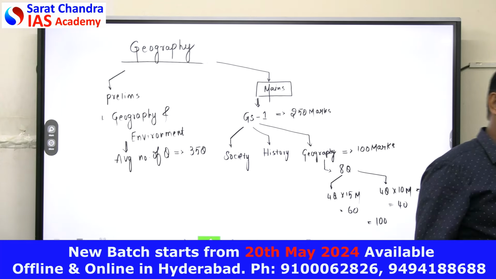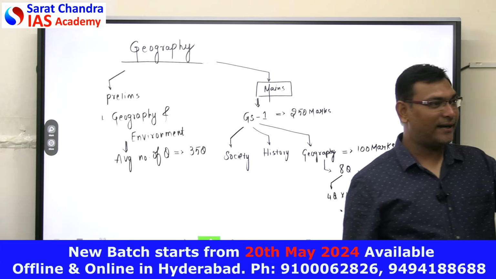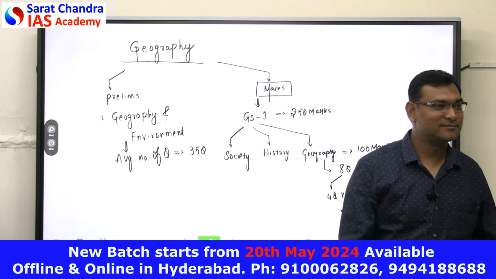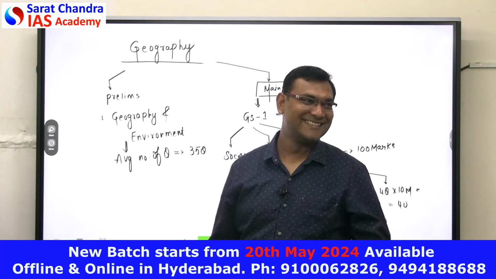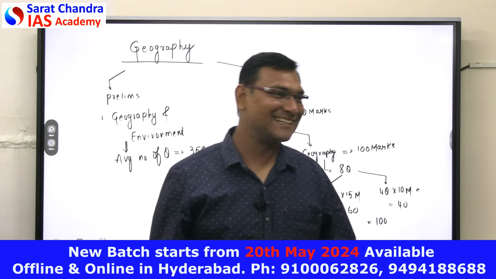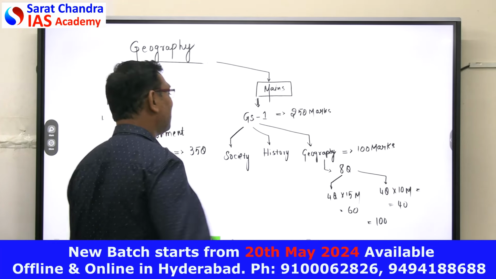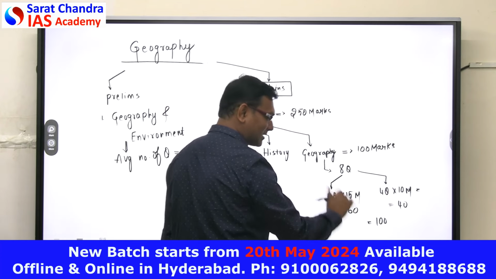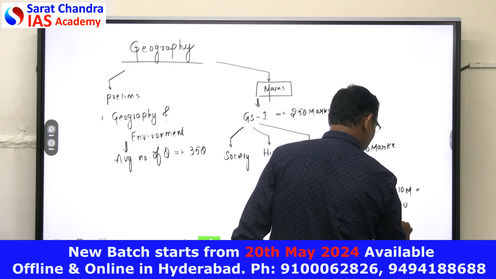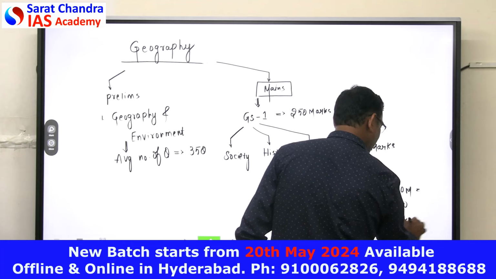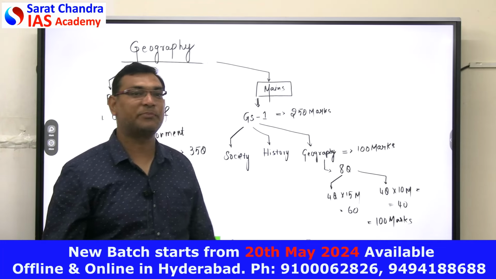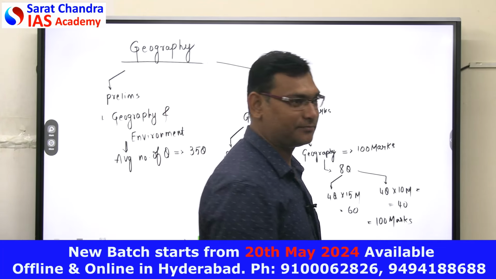Okay? It's like an egg shell, with the white and the yellow. Trinity. Is it clear? Yes or no? So it will be like this. So 100 marks. So what is the weightage? 100 marks. This is the weightage that has been given to geography.